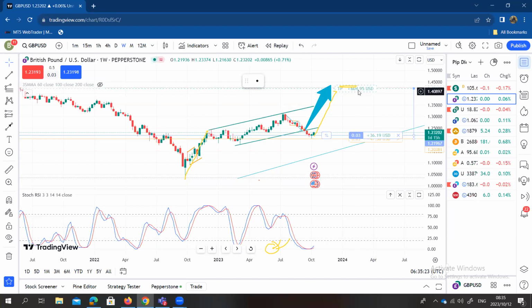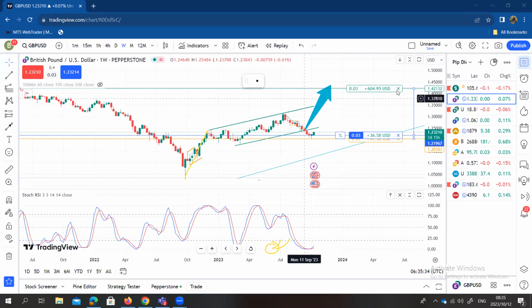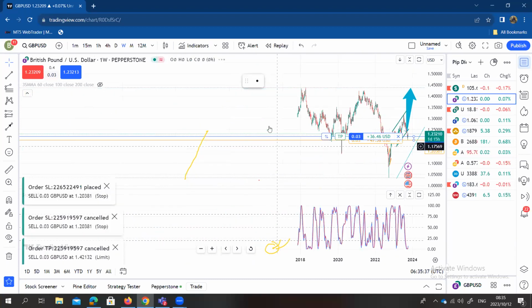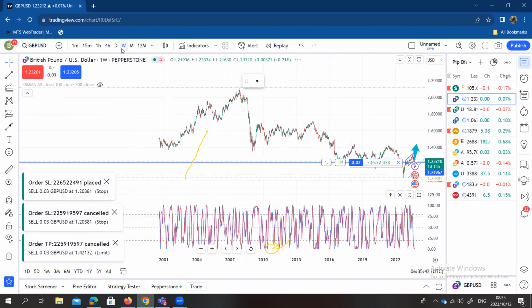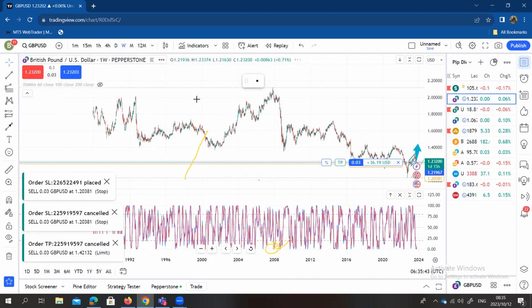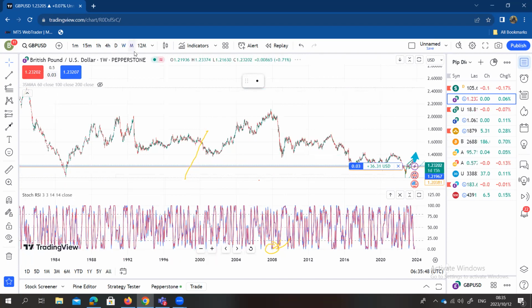So that's like 604 US dollars, right? Compare that to a risk of about $47. That's a very rewarding trade there, right? So that's it on the British pound US dollar. Perhaps let's just zoom out for a more detailed analysis on that pair.